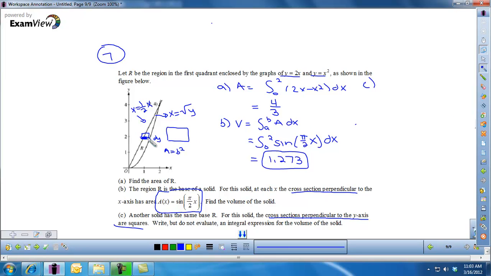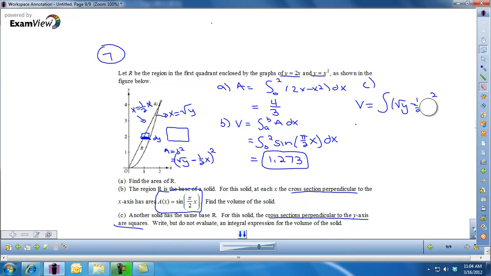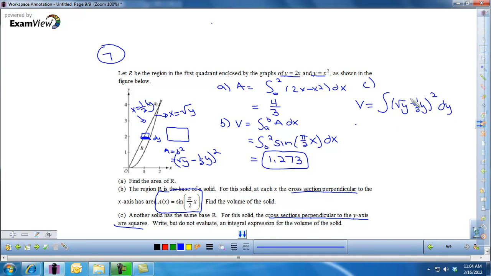So the length is going to be the right minus the left. So the square root of y minus 1/2 y. And then the area, we're going to square it. So my volume is going to be the square root of y minus 1/2 y, because we already wrote it in terms of y, squared dy. And they said do not evaluate, just write the equation. And then instead of going from 0 to 2, I'm going to be going from 0 to 4, because again, everything has to be in terms of y.